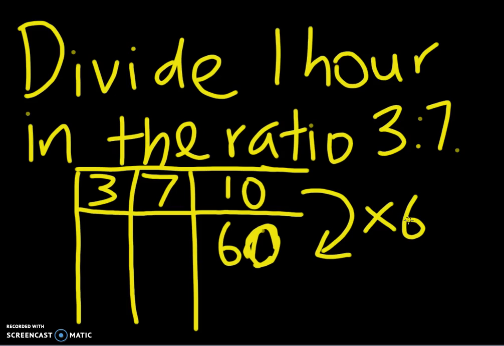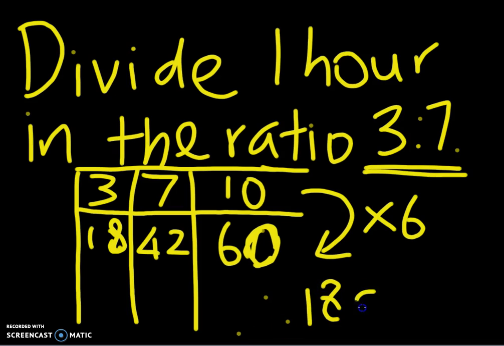Since it's multiplied by 6 for the total, we multiply by 6 for 3 and 7. 7 times 6 gives us 42. 3 times 6 gives us 18. So as you can see, 18 plus 42 gives us the full 60 minutes. So the answer is 18 minutes and 42 minutes, because that's what has been divided into this ratio, 3 to 7. Therefore the answer is 18 and 42.